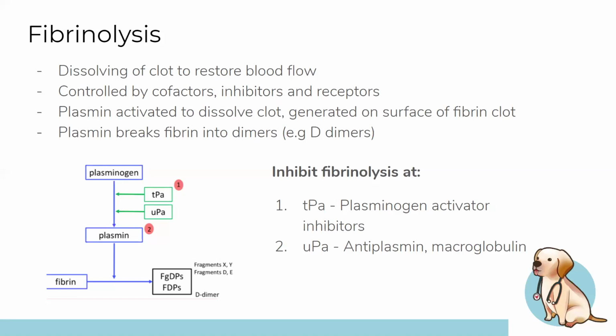So TPA, which stands for tissue plasminogen activator, and UPA, which stands for urokinase plasminogen activator, both are going to help you basically to activate your plasmin. But you can also inhibit this by inhibiting TPA and UPA. And if you do that, you'll basically lead to plasmin not being activated. So you'll have no fibrinolysis occurring at all. All right.